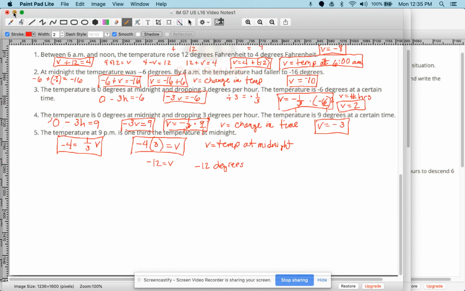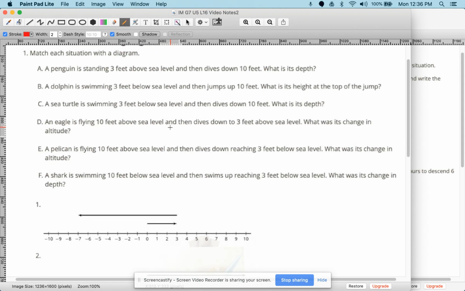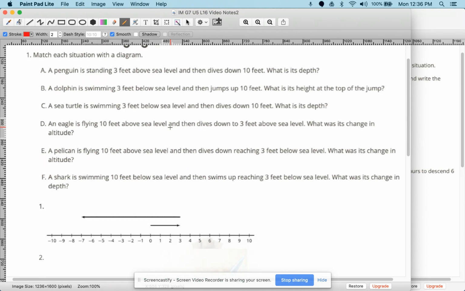Let me minimize this and we'll go down to my second page, which is 16.3 in your books, and it's called Animals Changing Altitudes. So I know this is one of Josh's favorites, where he can dispute the authenticity of our situations by the types of animals that are in the same environment. Mrs. Goldwyn would be so proud, but for math purposes, we're going to pretend they all live happily together. And number 1, they want us to match each situation with a diagram.